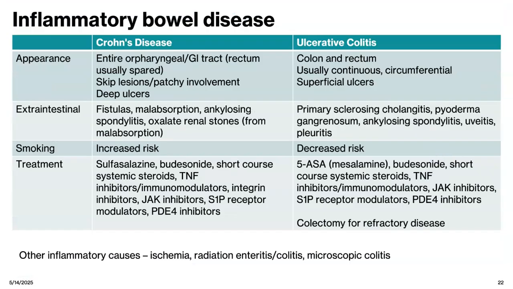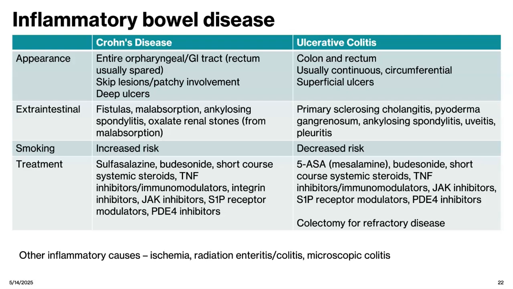Inflammatory bowel disease includes ulcerative colitis and Crohn's disease, which both present with abdominal pain and diarrhea, which can be bloody, but which do have some distinguishing features between them. Crohn's disease can affect any part of the oropharyngeal and GI tract, from the mouth to the anus, though the rectum is often spared, and is characterized by deep, patchy ulcers with areas of normal mucosa in between them. Ulcerative colitis only affects the colon and rectum, but is usually continuous and circumferential with more superficial ulcers. Both can have extraintestinal manifestations.